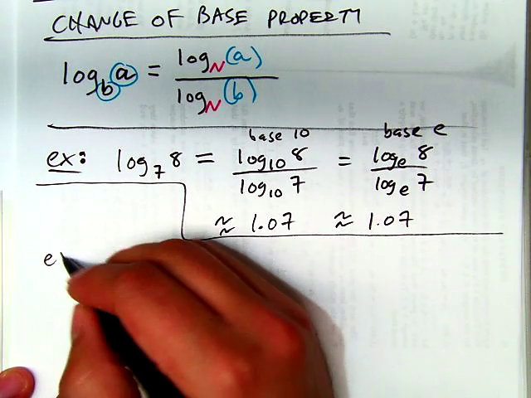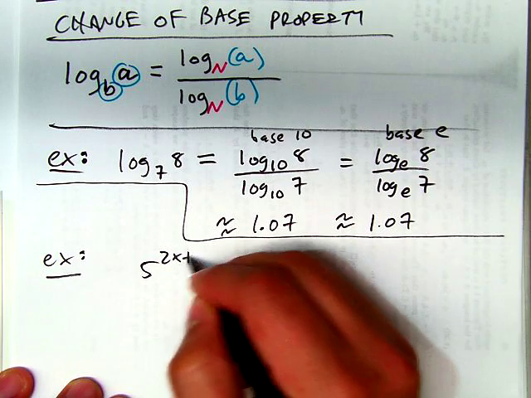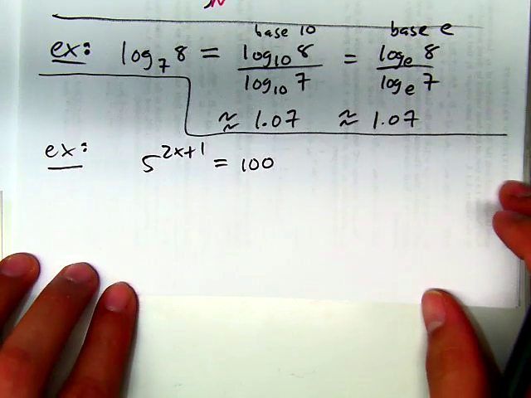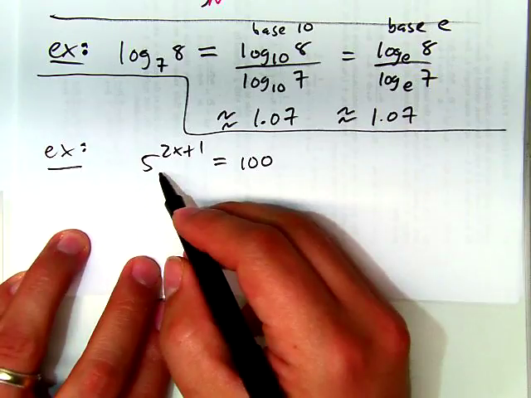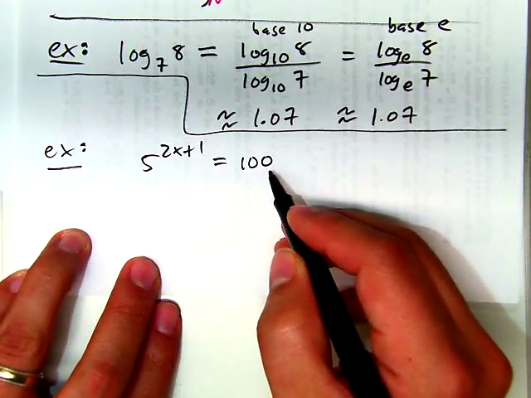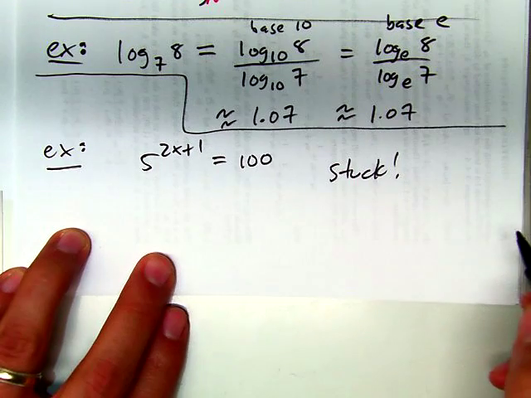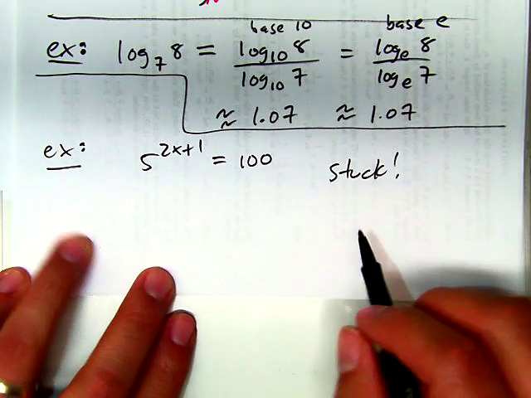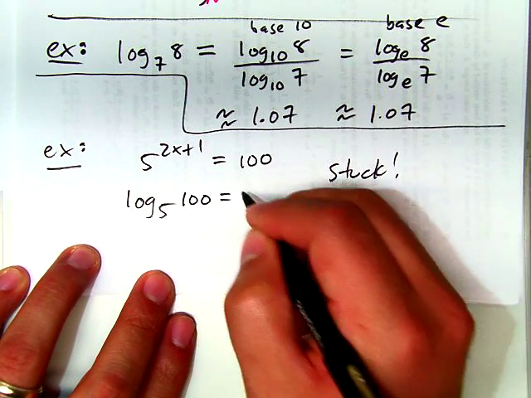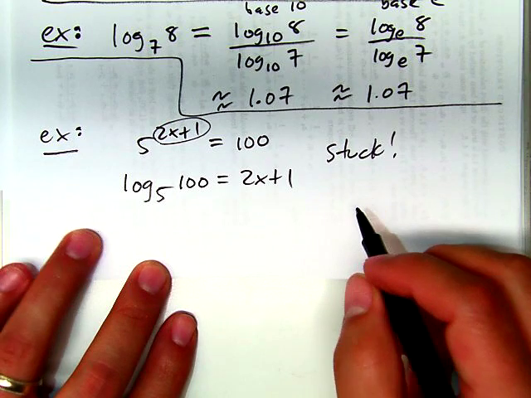So for example, let's say we have something like 5 to the 2x plus 1 equals 100. Well, 5 I'm never going to reduce. 100 I can reduce to base 10, but that doesn't reduce to base 5, so I'm stuck. And what do we do when we're stuck? We switch it to log form. So this is log base 5 of 100 equals the exponent, which is 2x plus 1.